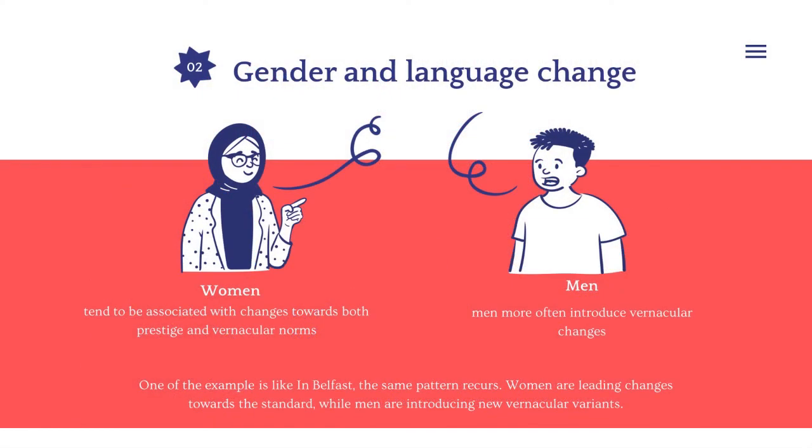The second is gender and language change. Differences in women's and men's speech are another source of variation which can result in linguistic change. Sometimes women are innovators in leading a linguistic change, and sometimes men too. The only difference is that women tend to be associated with change towards both prestige and vernacular norms, whereas men more often introduce vernacular change. One of the examples is in Belfast. The same pattern recurs. Women are leading change towards the standard, while men are introducing new vernacular variants.